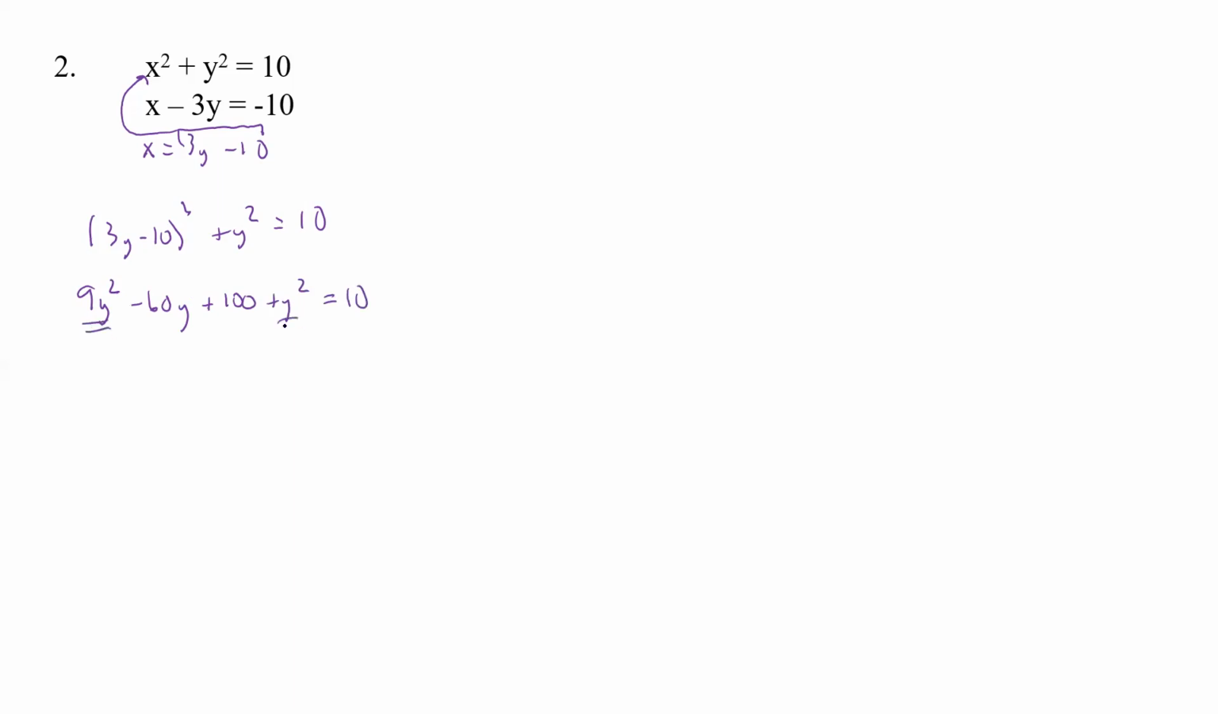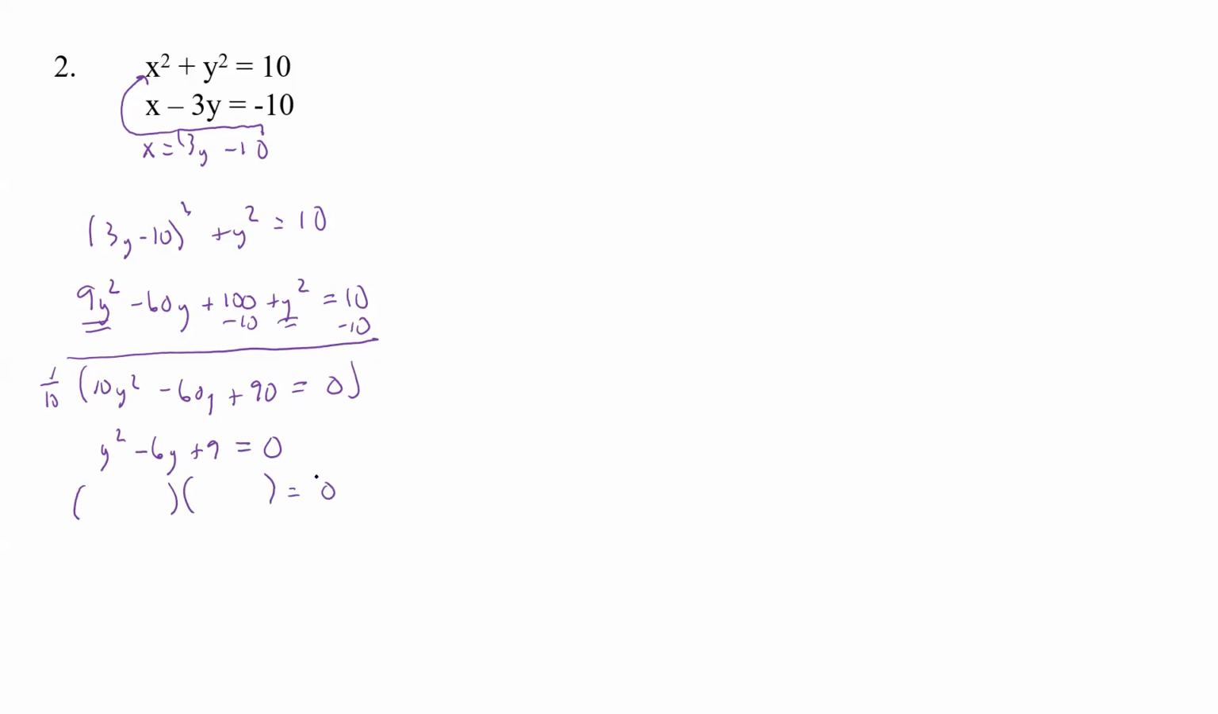Well, I've got like terms, and I can subtract 10. So 9 plus 1 is 10y squared minus 60y, and then 100 minus 10 is plus 90 equals 0. Now I have to factor, but I notice each one of these has a factor of 10. So if I multiply the whole equation by 1/10, that's going to reduce all my numbers. And when I multiply 0 times 1/10, I still get 0. So I get y squared minus 6y plus 9 equals 0. That's much easier to factor for me anyway.